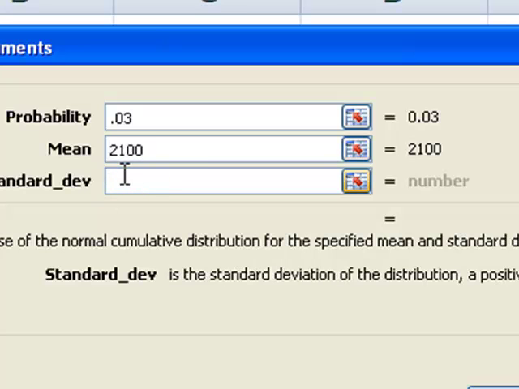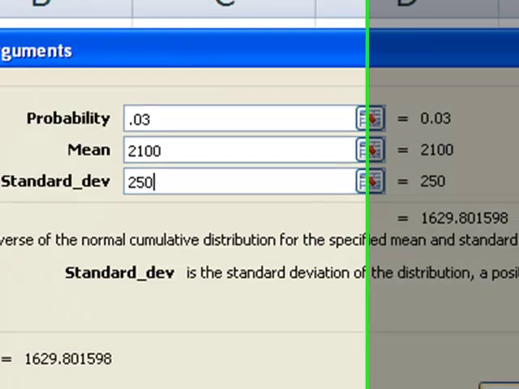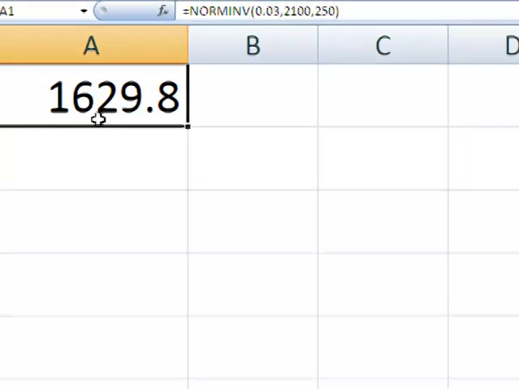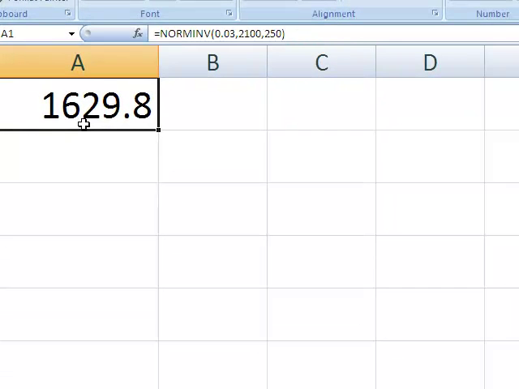Also tells me that the standard deviation is $250. So I'm going to simply click OK. What it gives me is $1,629.80, probably rounded up to $1,630, $1,630 in your textbook. But either answer would be correct.